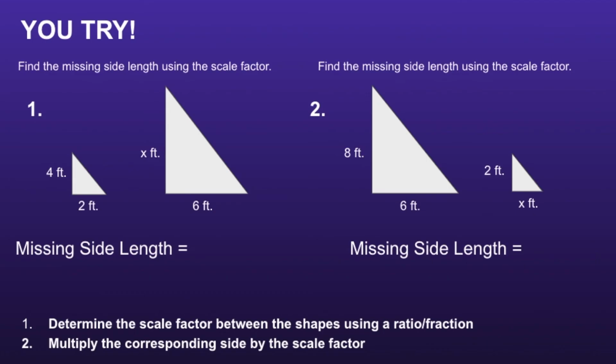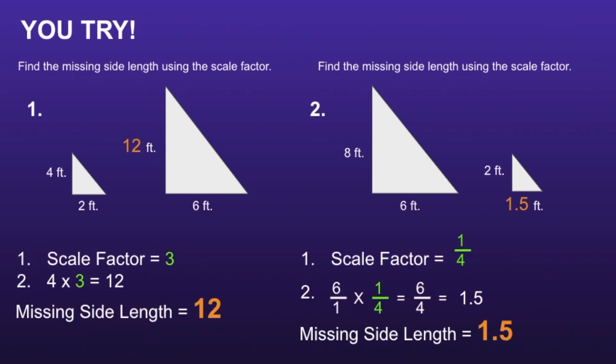Let's take a look. The missing side length in number 1 is 12 feet, and the missing side length in number 2 is 1.5 feet. If you had either of these incorrect, I would recommend you pause and see if you can find your mistake.